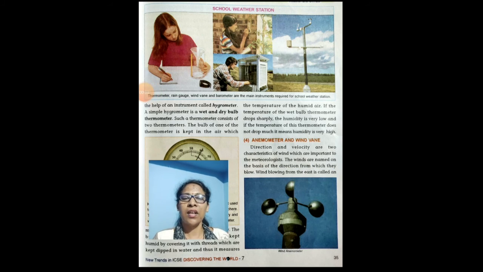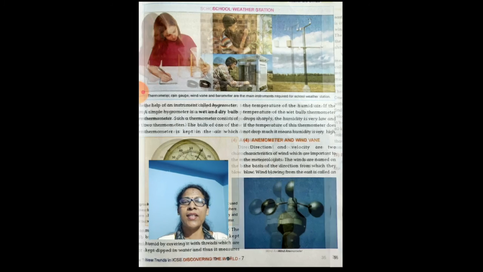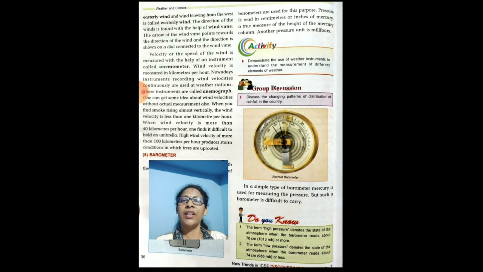The fourth is the anemometer and wind vane. Direction and velocity are the two characteristics of wind which are important to the meteorologist. So the winds are named on the basis of the direction from which they blow. The wind blowing from the east is called easterly wind and wind blowing from the west is called westerly wind. So the direction of the winds is found with the help of a wind vane.